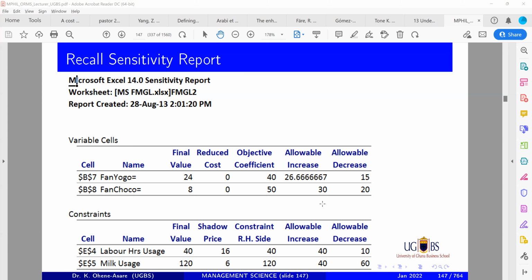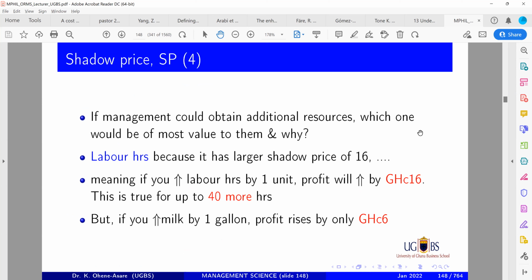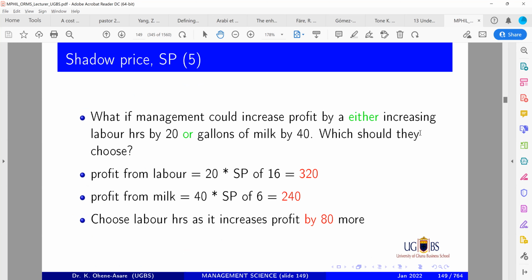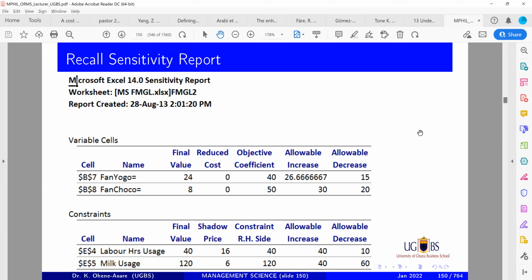Okay, that is it. Labor is being increased by just 20, and milk is being increased by 40. If you don't take the shadow price into consideration, you think that 40 is bigger than 20. The shadow price determines what is bigger. That is why it is important to always let the shadow price guide your thinking in the process. Very good. I could ask several related questions on the shadow price, and I want you to take note and understand each one of these.